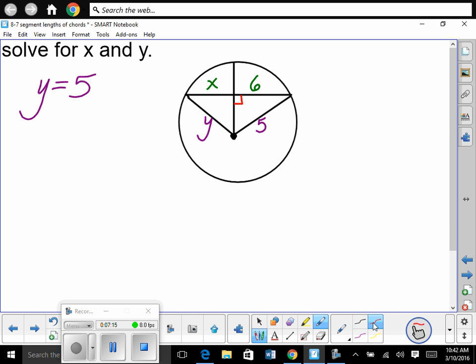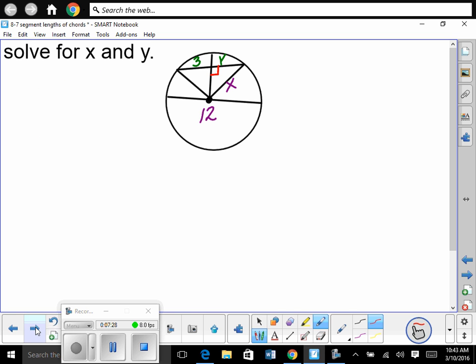6. How do you know it's for sure 6? The 6 plus 6 is equal. Good, we have a chord, we have a radius dropped at a 90-degree angle. If this is 6, this is 6. So x is equal to 6. Questions? Very straightforward. Okay, next one.